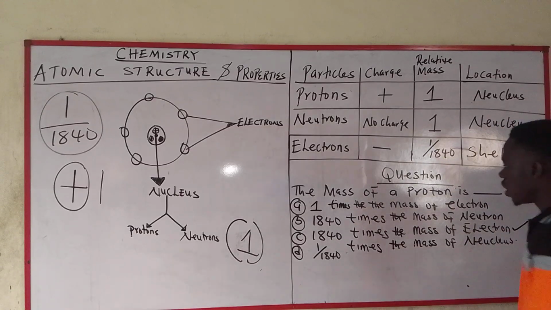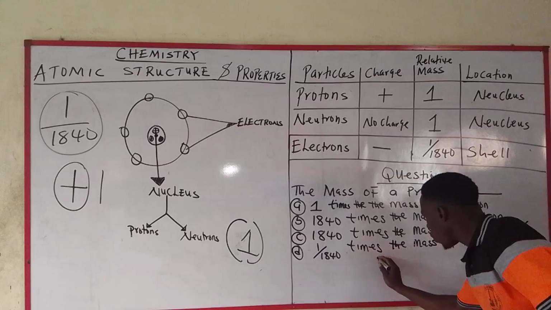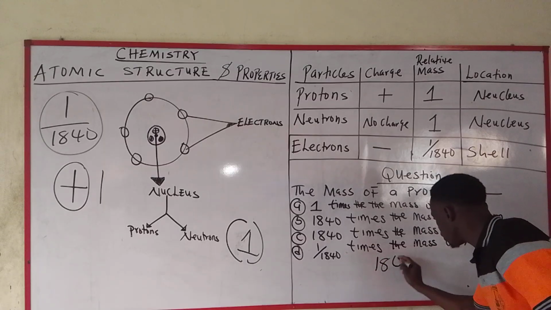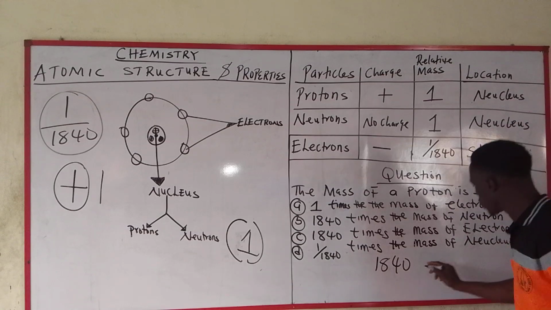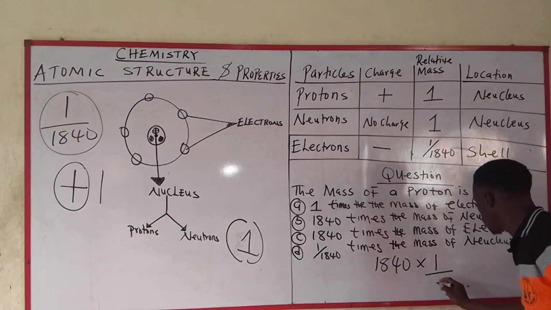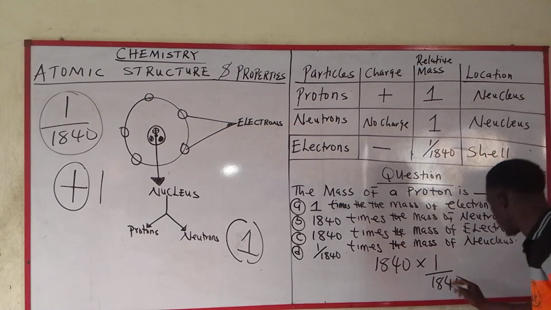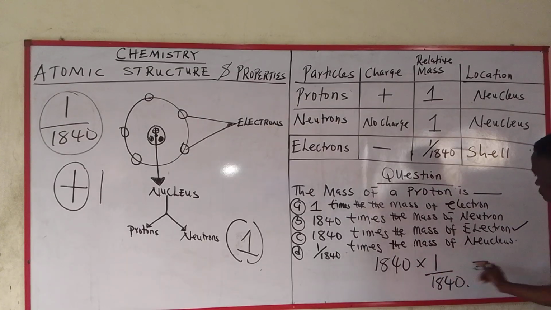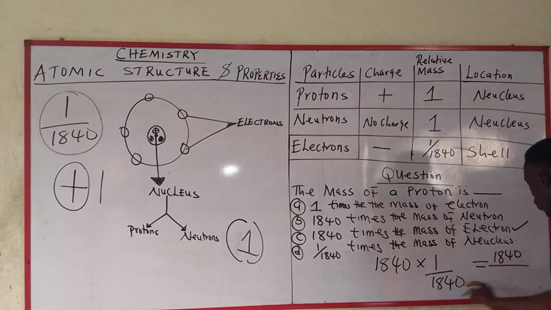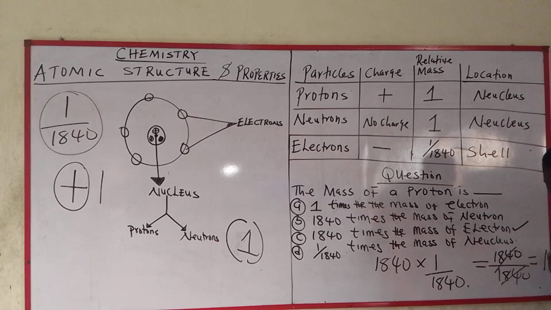Why do we say so? Because when you multiply 1840 times the mass of an electron, which you know is 1 divided by 1840, you will have 1 multiplied by 1840 multiplied by 1, giving 1840 divided by 1840, which both cancel out, and you will have 1 as the mass of a proton.